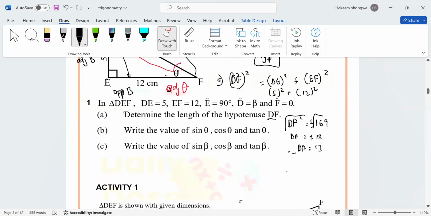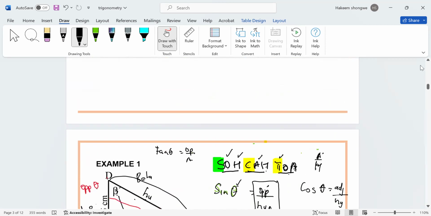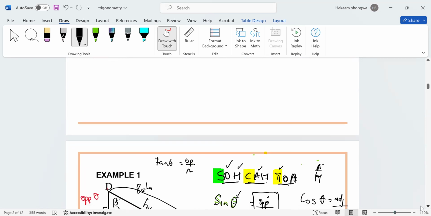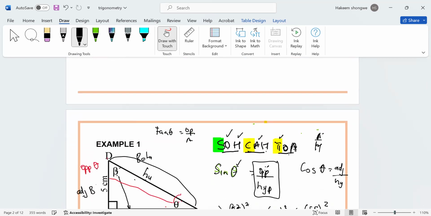Now I'm going to take number B and number C. I'm going to write the sine of theta, and I'm also going to write the sine of beta. Let's try these two first, and then we'll see if time still allows us. If I say the sine of theta, how do you define sine? It's opposite all over hypotenuse. Now I'm going to change it because they're talking about theta. It means I'm going to say opposite to theta, and then hypotenuse is hypotenuse.